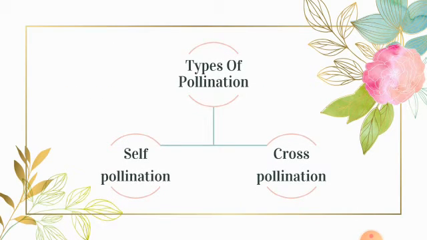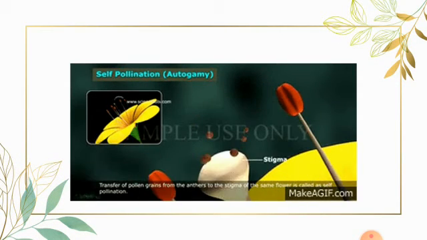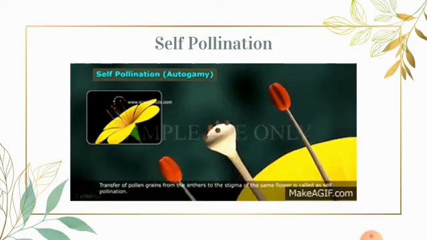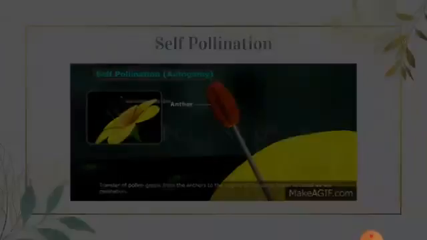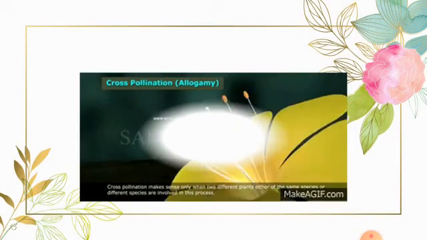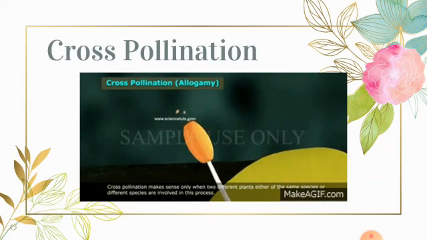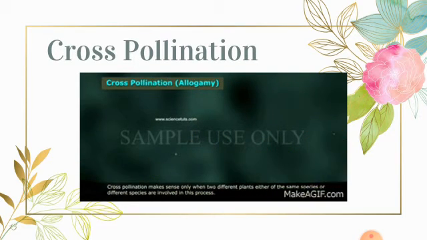There are two types of pollination, self and cross-pollination. Self-pollination is the transfer of the pollen grain from anther of flower to stigma in the same flower, while the cross-pollination is the transfer of the pollen grain from anther of flower to stigma of another flower.